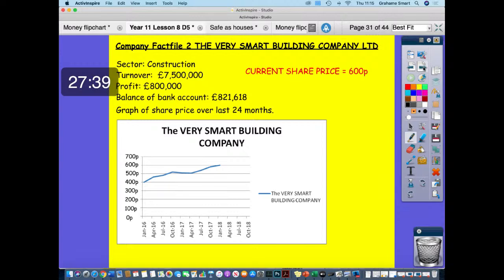Okay, I think I'd be more likely to invest in the Very Smart Building Company than the previous company, mainly because their turnover's higher, their profit's higher, they've got more money in their bank account, and their share price has gone up steadily over the last 24 months.